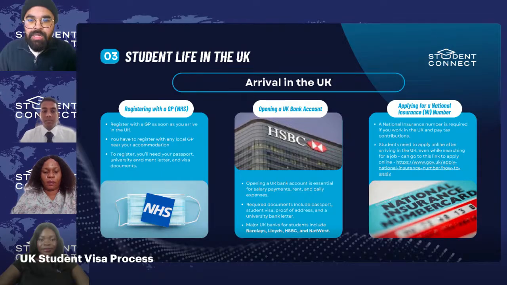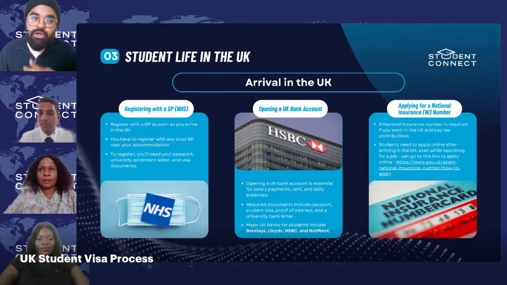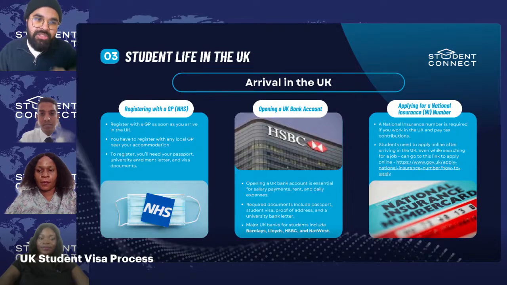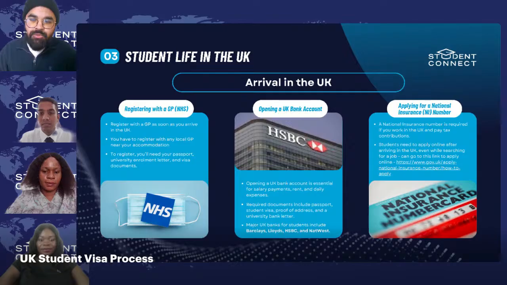Now to register with the GP, you always have to register at the place or the accommodation you are staying at, so in the nearby area. During registration, all they would ask for is your passport, your e-visa, and also proof of your accommodation, like where exactly you are living. So these 3 documents are required, and make sure you have them with you while registering for a GP. This is very important. You have to do it as soon as you come here.